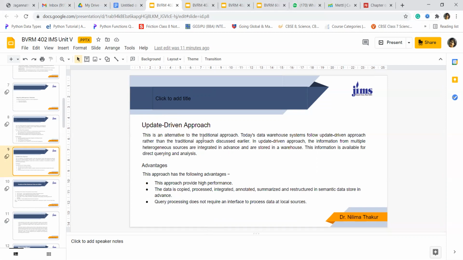There are advantages, and since update-driven approach is very much in use right now, depending upon its advantages, this approach provides high performance. The data is copied, processed, integrated, annotated, summarized, and restructured in a semantic data store in advance. Query processing does not require an interface to process data at local sources.